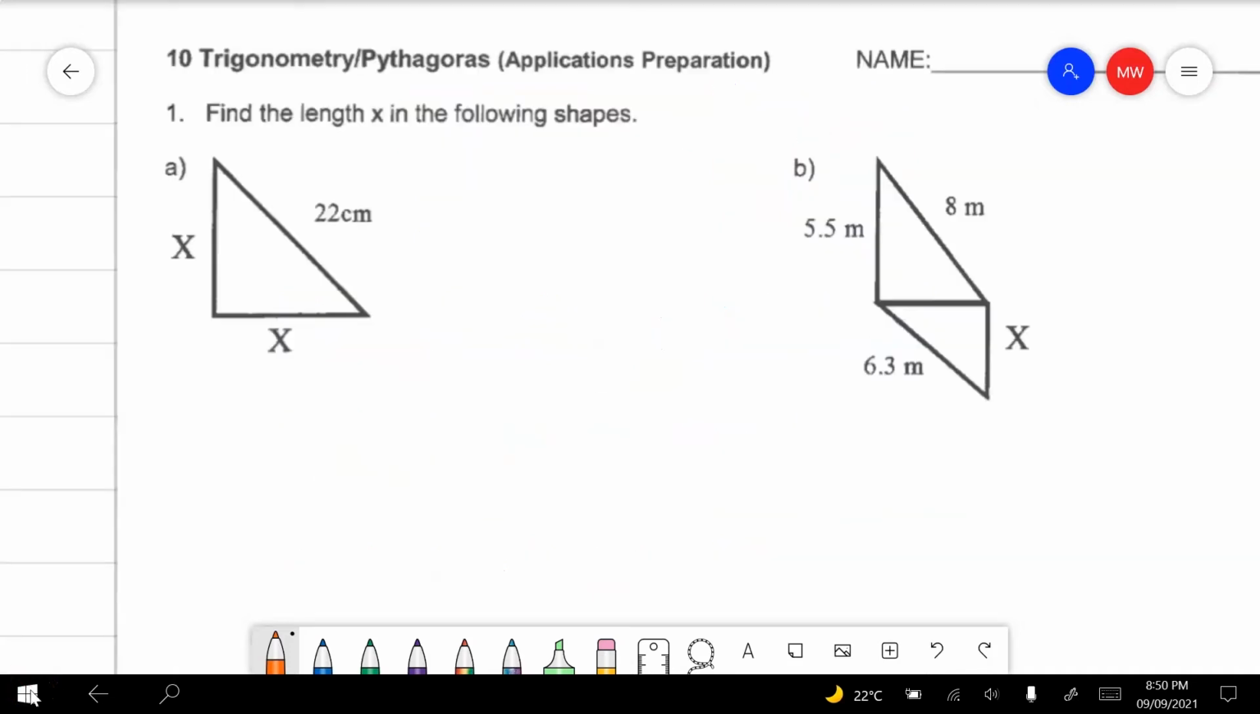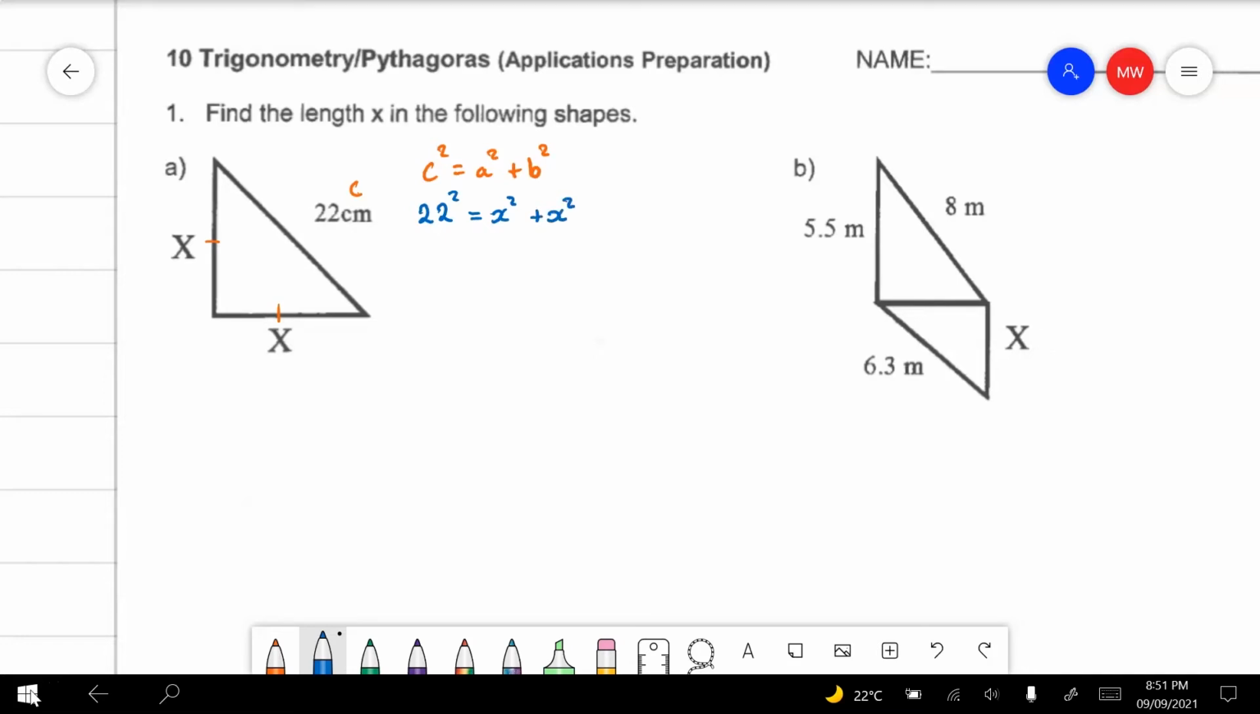Question 1 starts with some Pythagoras, but this one's got algebra in it. We can see that this one's an isosceles triangle. These two are the same. So if we run the formula c squared equals a squared plus b squared, where the hypotenuse is c, we'll sub in and we'll find that we've got 22 squared equals x squared plus x squared.